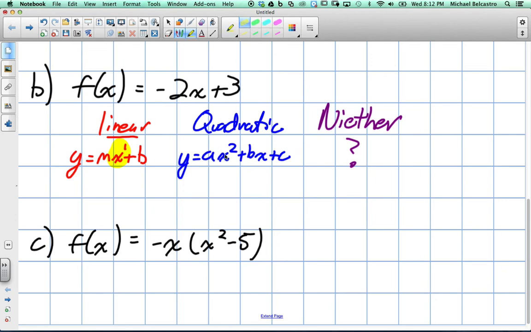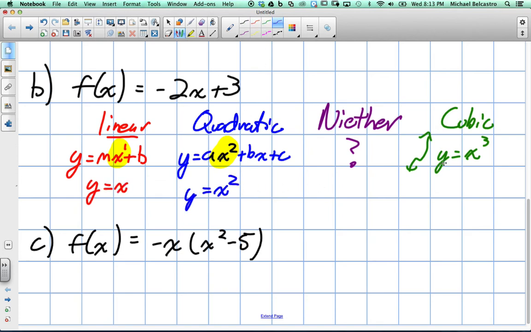If the highest variable has a power of 2, that means it's quadratic. If the highest variable, just to continue that pattern, because we talked about something called cubic, if it's y equals x cubed, then that means it's a cubic function. And really you can write it like this, this might be easier: y equals x, y equals x squared, y equals x cubed. These are all different types of functions, okay?